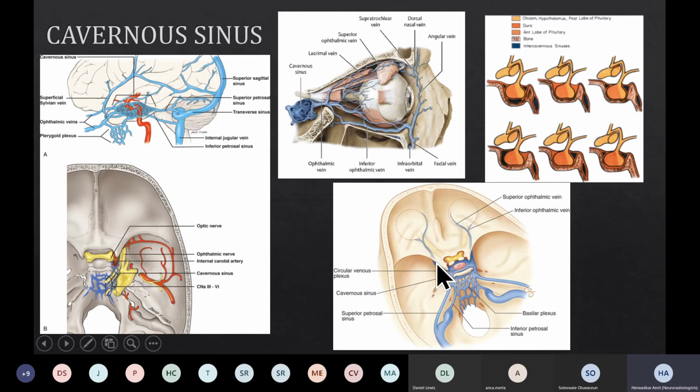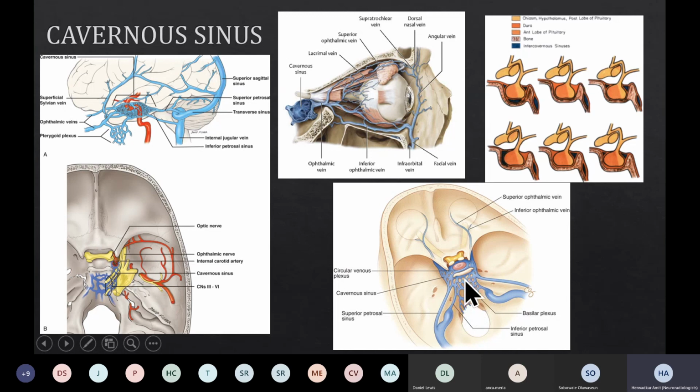The other structures that are drained are the superficial middle cerebral veins, which are the cortical veins draining the lateral aspect of the frontal lobe and the temporal lobe anteriorly. These veins drain into the cavernous sinuses, and the cavernous sinuses drain posteriorly via the superior and inferior petrosal sinuses, which are located along the petrous apex, and they lead towards the sigmoid sinus and the jugular vein.